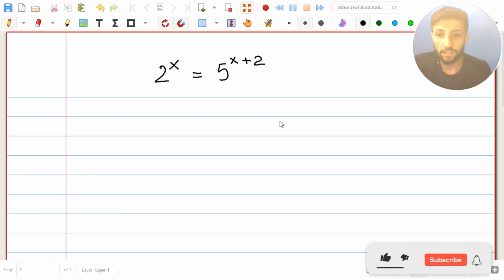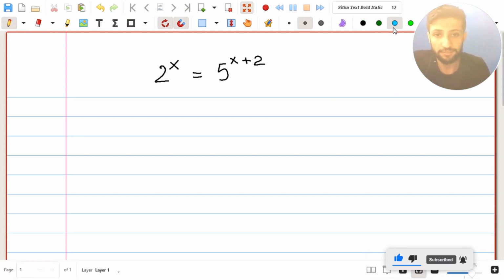Hello friends, the question is how we solve this exponential equation 2 to power x is equal to 5 to power x plus 2, that has different bases. So this is really simple. We can use different techniques to solve this exponential equation.